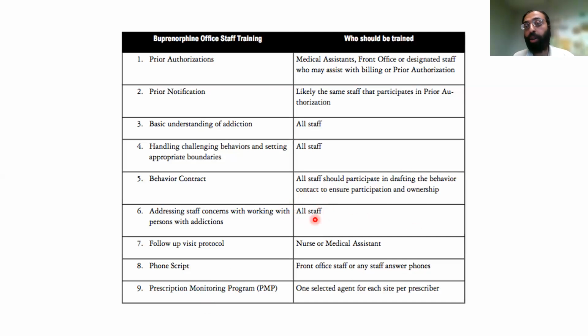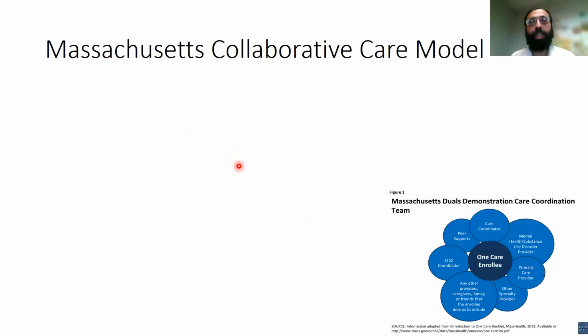I think for a lot of it, you can see it's all staff, right? Understanding basics of addictions, managing challenging behaviors, setting appropriate boundaries. I think a lot of this starts at the front desk, who often are the first people to have that interaction with the patient and can set the tone, start establishing that rapport, helping the patient feel comfortable, etc.